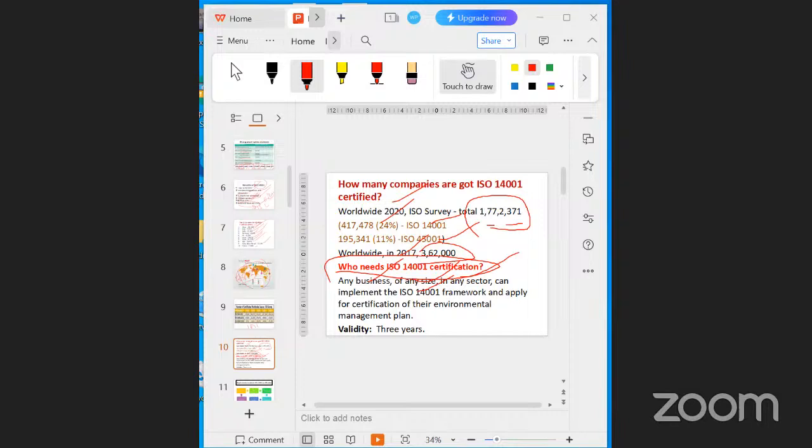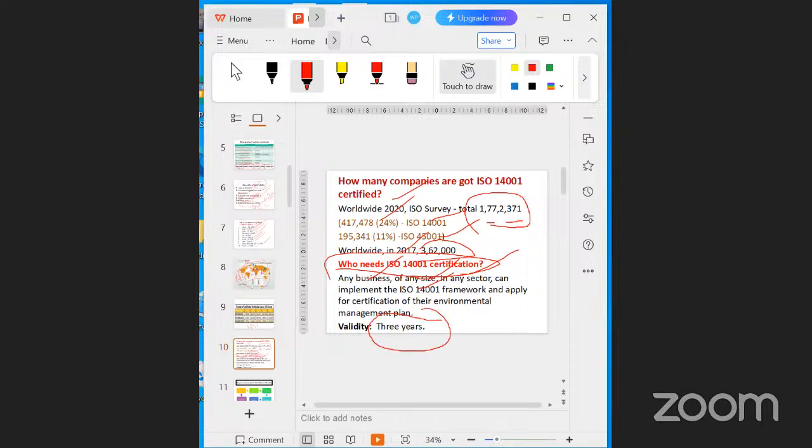So now what is the validity period of this certification? When you have passed the total formal assessment, you will receive an ISO 14001 certificate, which is valid for 3 years. Okay, 3 years, right?